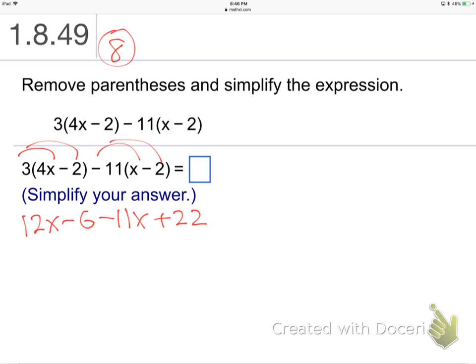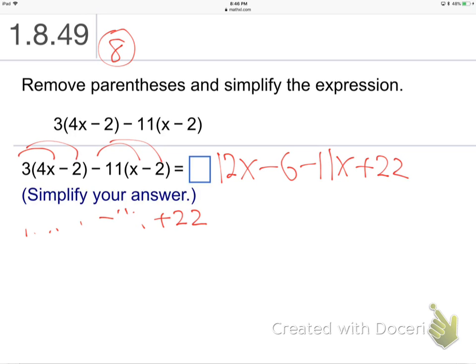How are we doing? Is this making sense so far? Like that? And then we combine. I can make that a little bigger. So, here, 12x minus 6 minus 11x plus 22. Does everybody see why that's a plus 22? Right, because it's a minus 11 times a minus 2. Two negatives make a positive. Right? Okay, so now what do we do?